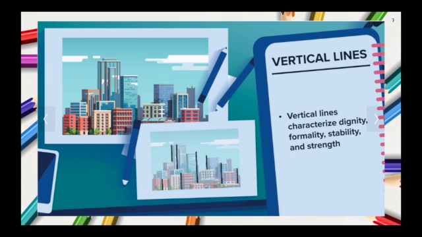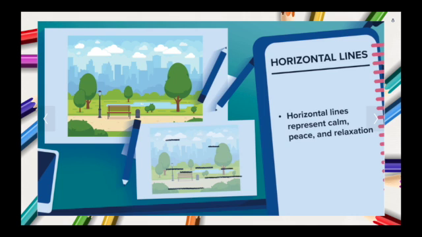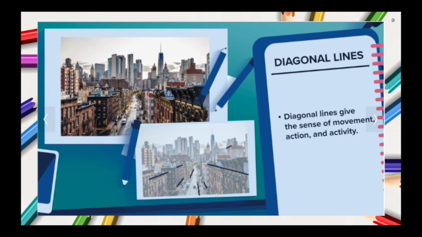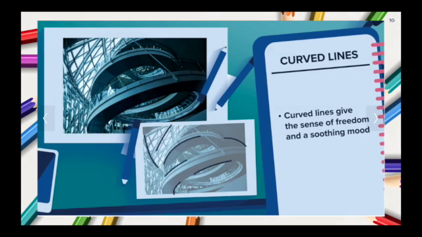There are different types of line that are used when designing. First, we have vertical lines, which characterize dignity, formality, stability, and strength. We also have horizontal lines that represent calm, peace, and relaxation. We have diagonal lines, which give the sense of movement, action, and activity. And then curved lines, which give the sense of freedom and a soothing mood.